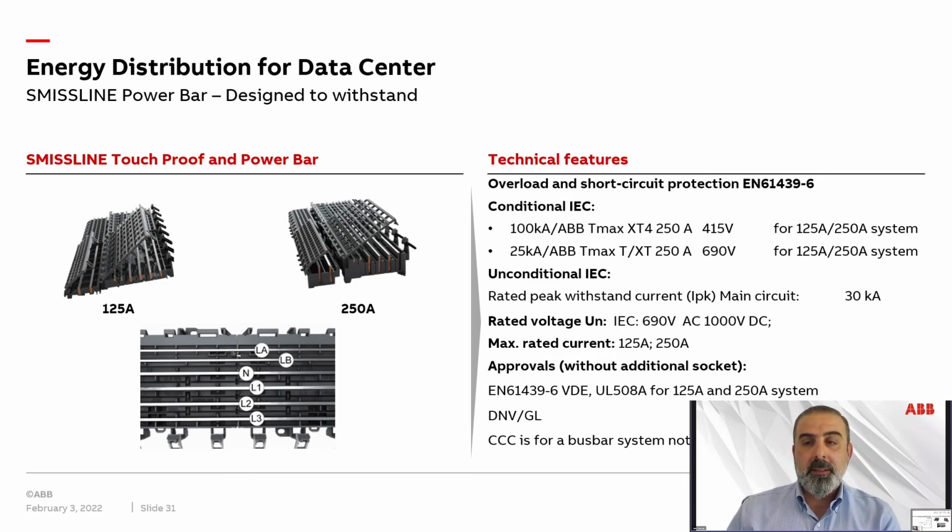Both are type tested to 61439 with a conditional short circuit at 100 kA when it's installed with an XT4 upstream, 25 kA with an XT 250 ampere for 690 volt. It's rated with unconditional short circuit at 30 kA. The peak short withstand current is 30 kA. Voltage can reach up to 690 volt AC and 1000 volt DC. As I said, it comes in two ratings, 125 and 250 ampere.